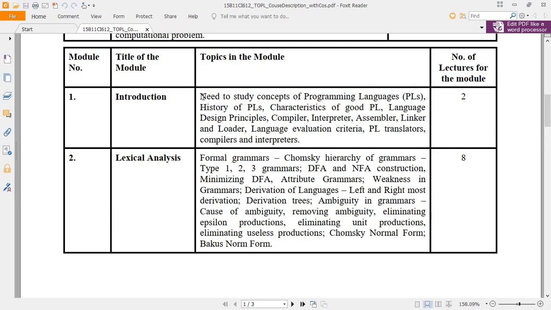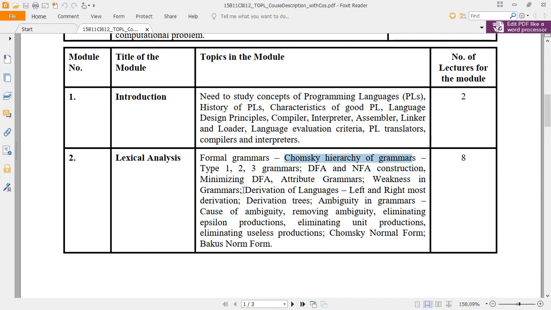We have done the need to study the concept of programming languages, the history of programming languages, and the characteristics of a good programming language. So this particular introduction we did. Next we have gone for the formal grammars, that is lexical analysis in compiler design. In this we have gone for lexical analysis, then formal grammars, then the Chomsky hierarchy of formal grammars: type 1, type 2, type 3 grammars.